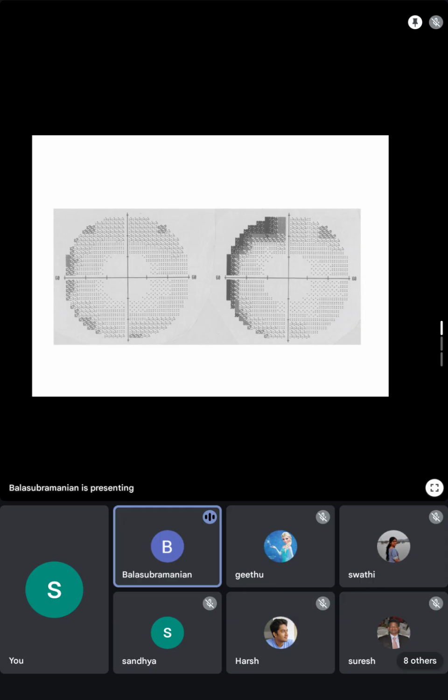Whereas in glaucoma and other things, and macular diseases, we'll be focusing on the center. Okay. It is not 60-4. It is a 30 to 60 degree peripheral field test.